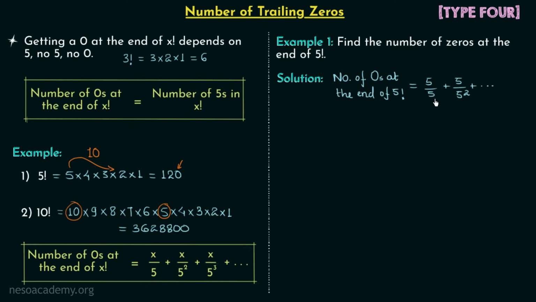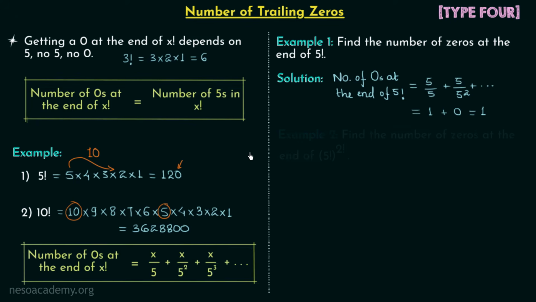5 when divided by 5 will give us 1. 5 when divided by 25 will give us 0.2, and we will only note down the integer part. So in this way we are getting 1 as the number of zeros at the end of 5 factorial. And the same answer we got here as well. So from now on we are going to use this formula to find out the number of trailing zeros, or the number of zeros at the end of a given factorial.